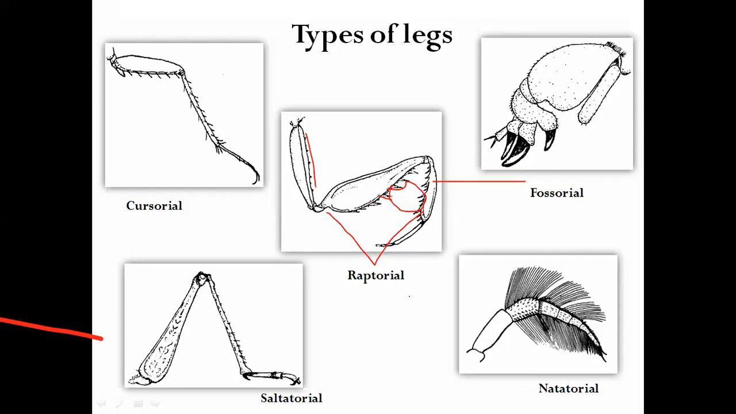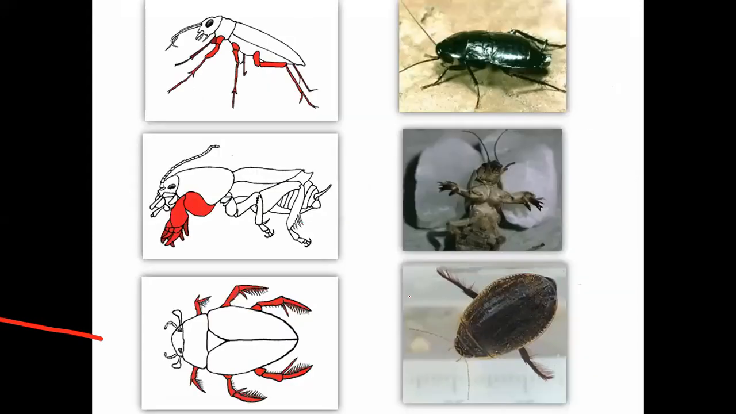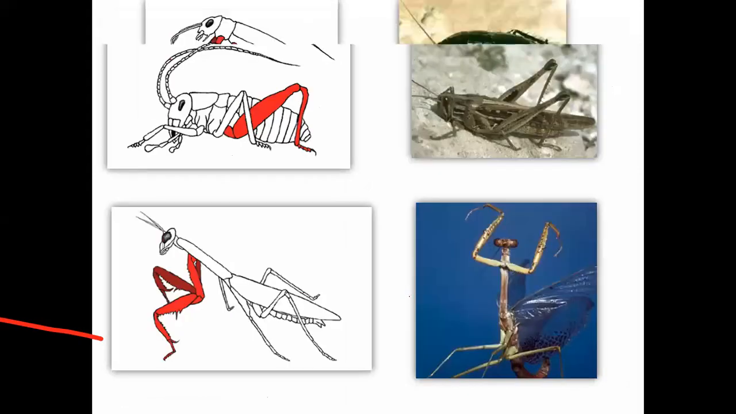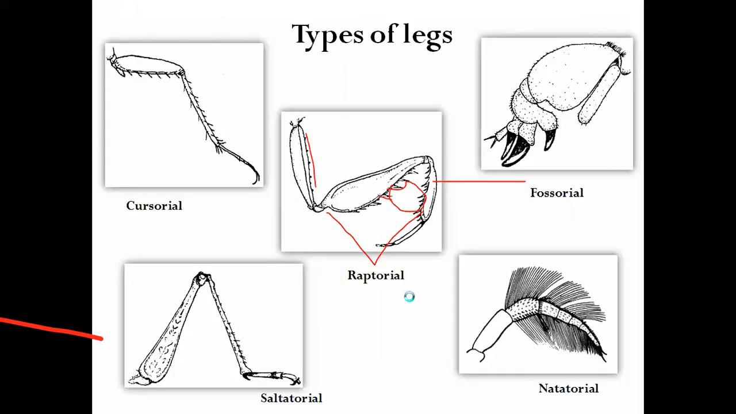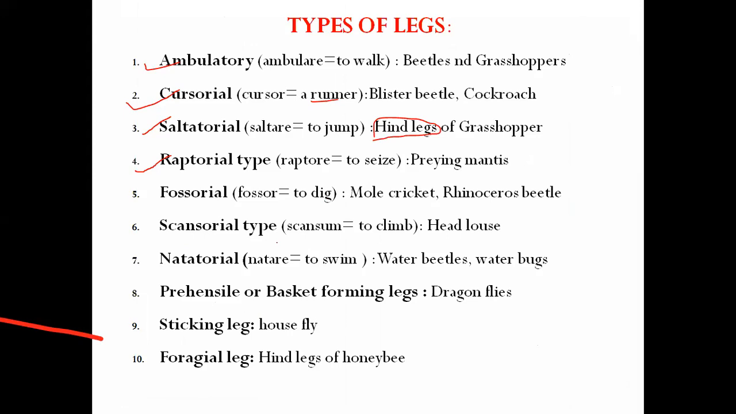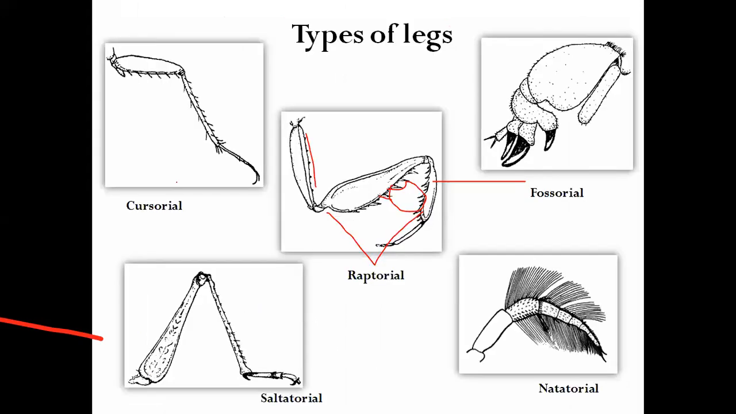Okay, now scansorial, where is scansorial? No, sorry, not here, but remember scansorial means what? Okay, now firstly we see fossorial. Fossorial means what? Here the insect has digging type of legs. Digging means to dig the soil. Mole cricket, rhinoceros beetle have digging type of legs. Here fossorial. Look at this picture, digging type.